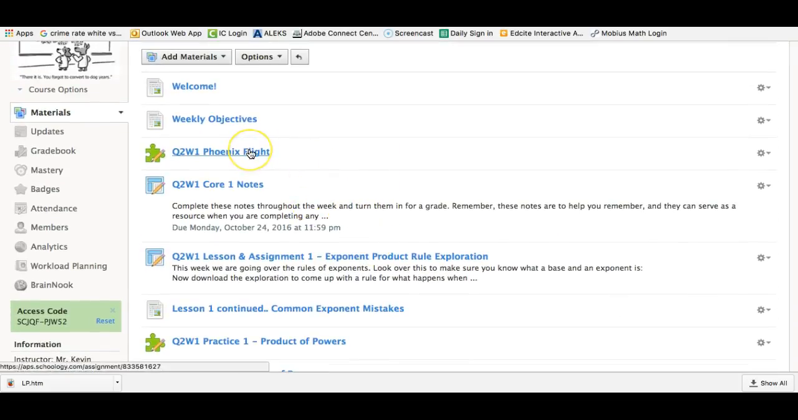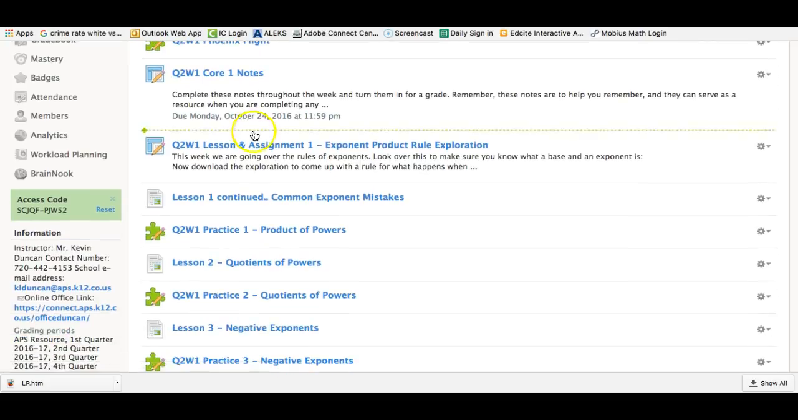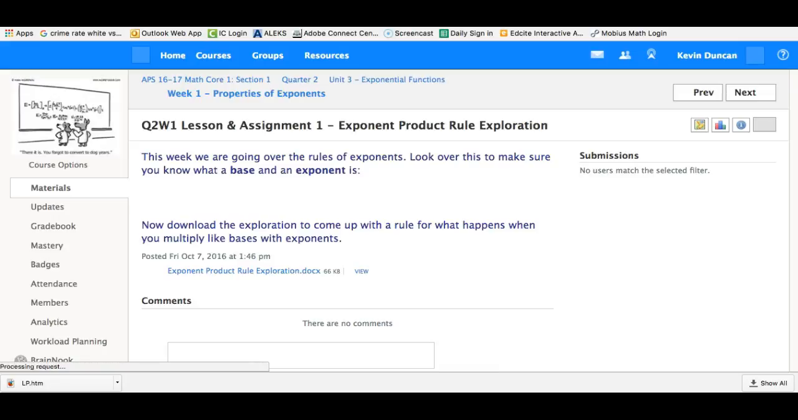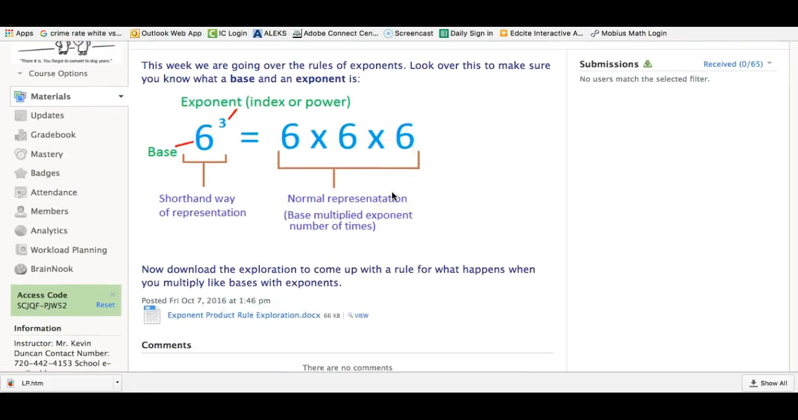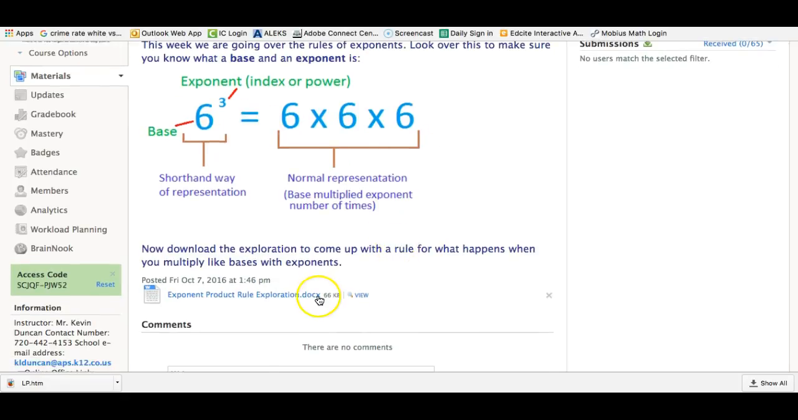As normal, there is the Phoenix flight, there's the welcome. There are the notes. Those are, of course, printed out and in the math bin. Make sure to get those. Okay, this will be something new that maybe you haven't seen yet. Right now, we're going to talk about exponents. Hopefully, you have at least a background knowledge of exponents. If you don't, that's all right. Catch up.